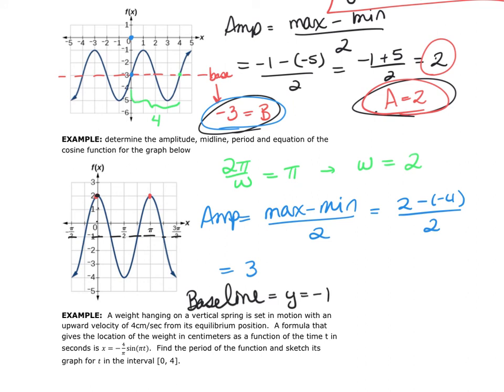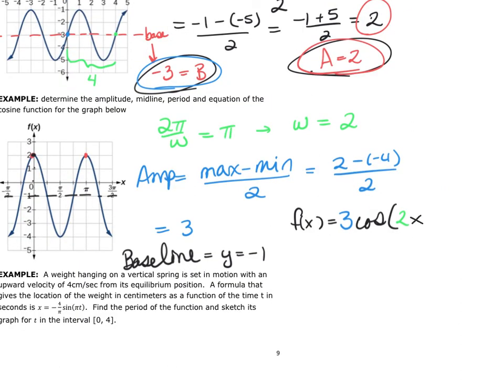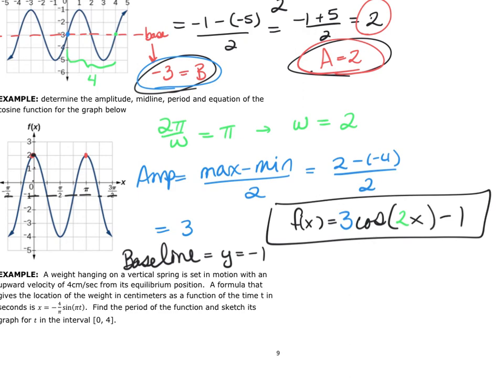So let's bring this all together. Using the fact that I have cosine, f of x is equal to my amplitude, which is 3, times the cosine of my omega, which is 2, times x, and then my baseline, -1. And so that describes that graph.